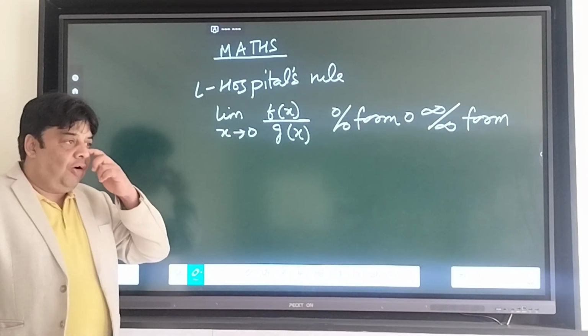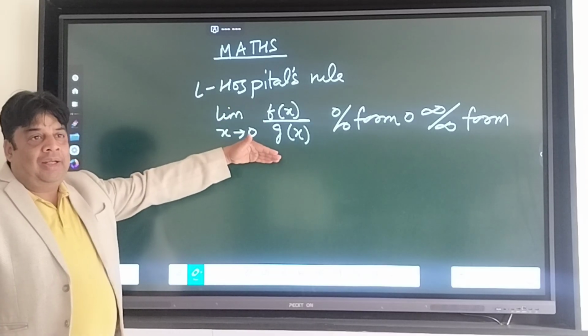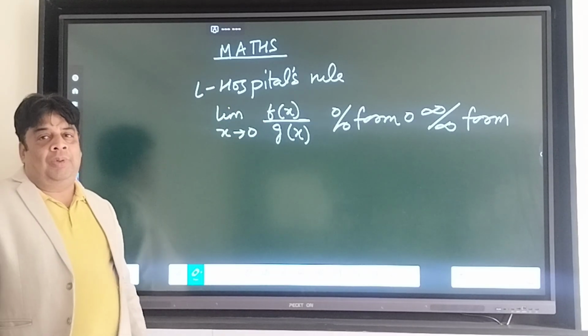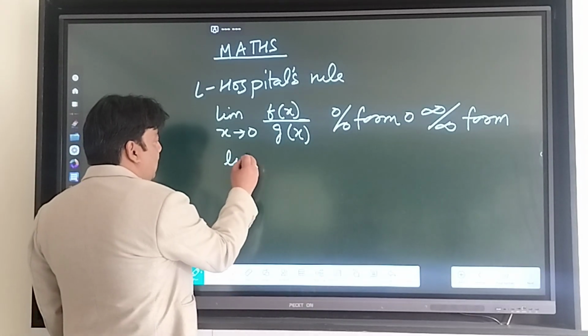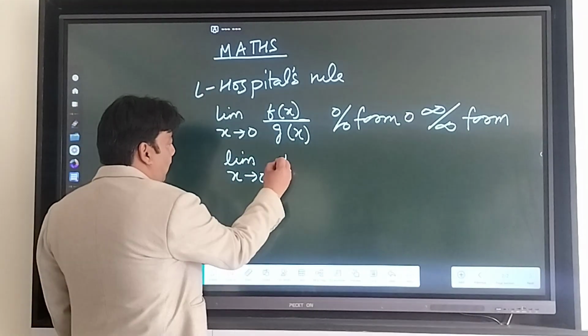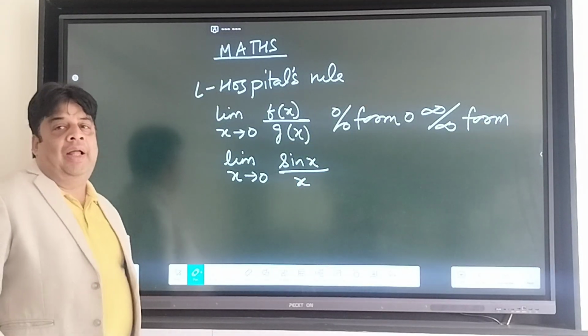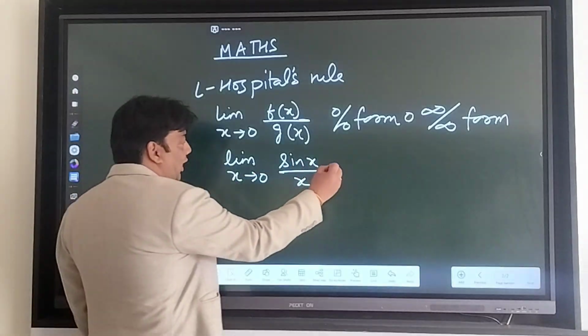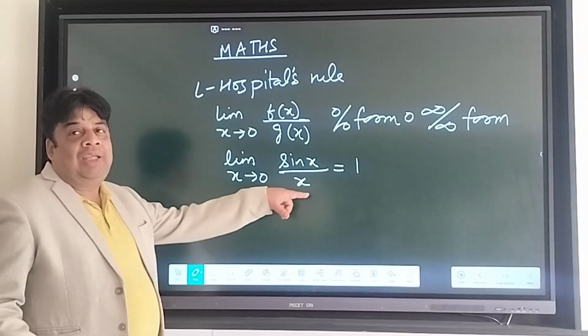If we get this kind of form, we can differentiate the numerator and denominator separately until this 0 by 0 form is eliminated. For example, if I talk about a basic question, limit x tends to 0, sin x by x, we have studied that this value is always 1. When I write it like this, it is equal to 1. It means the limiting value of sin x by x is 1.